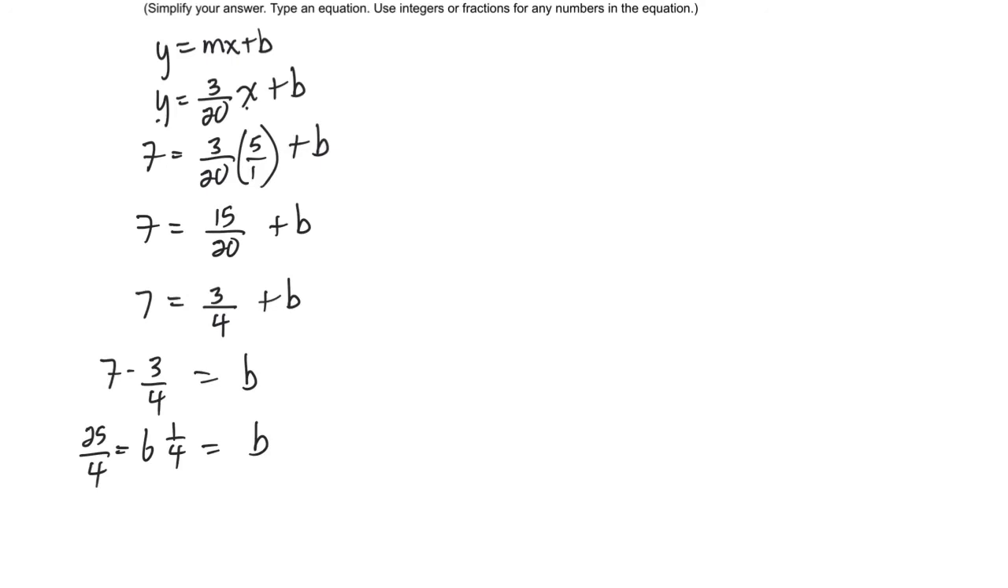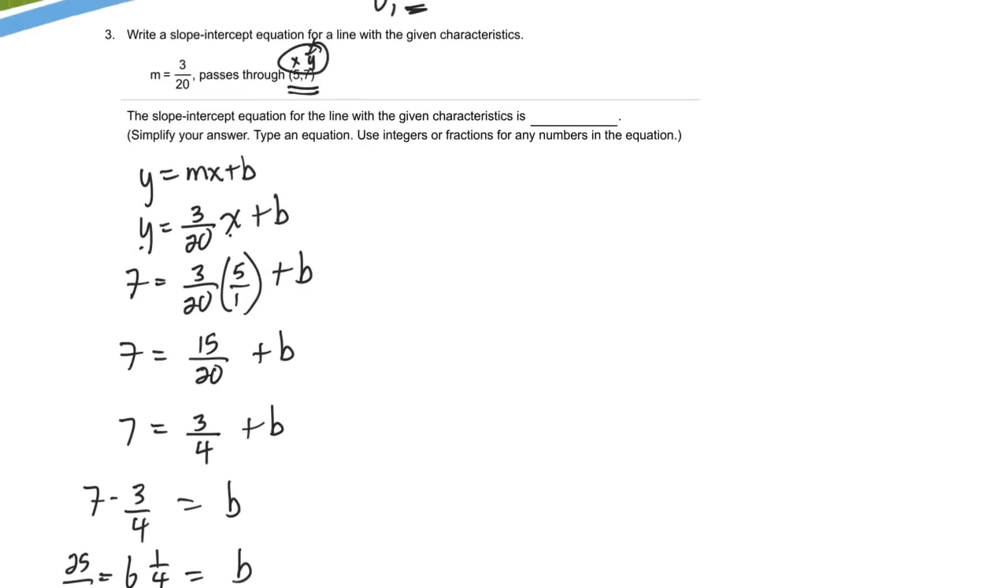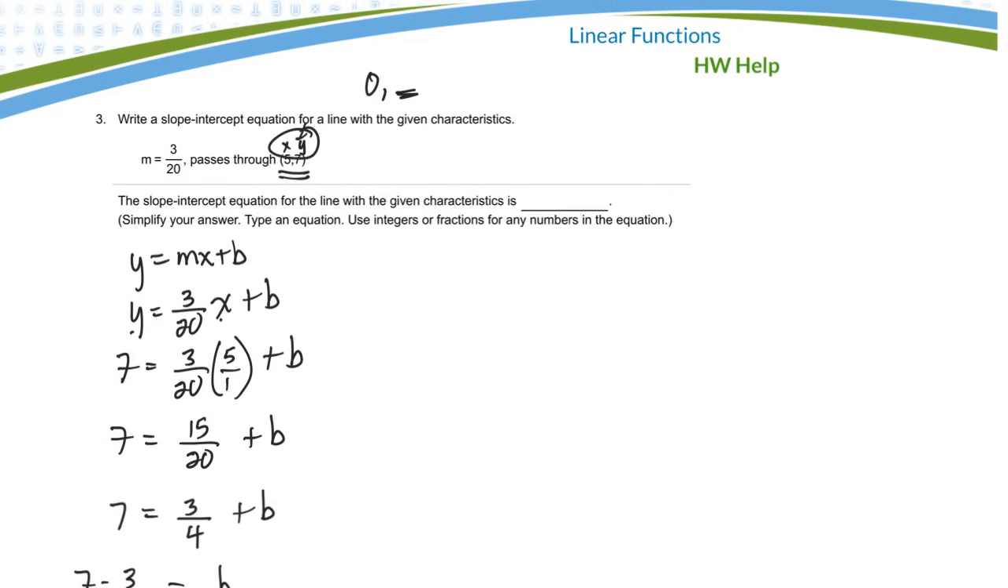So they want to know what the equation is. 25 over 4, remember that. Y is equal to, slope was 3/20, x plus 25 over 4, that's my y-intercept.